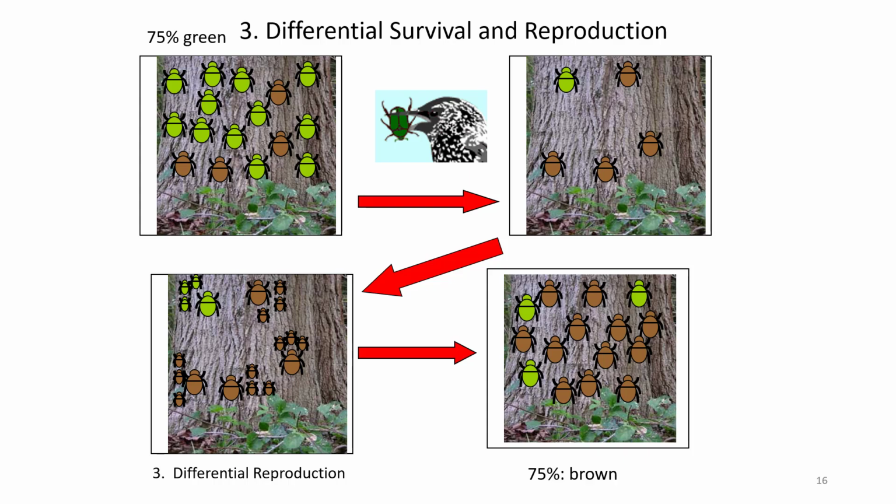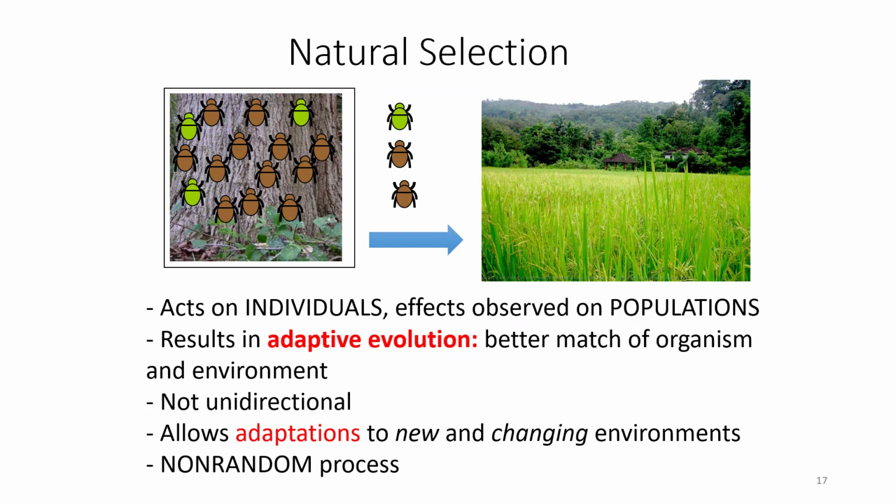That is natural selection. And that's going to act on individuals, but we observe the effects on the populations. This results in adaptations. The individuals become better matched with their environment. Of course, if their environment changes, then you have to have evolution, once again, trying to adapt to the new environment. This is a non-random process, unlike genetic drift, which is distinctly random.